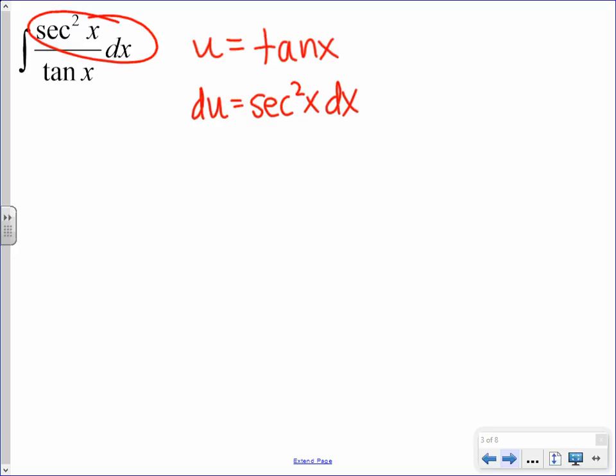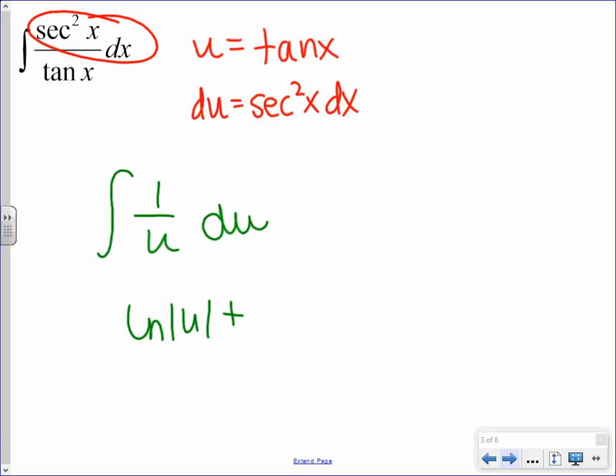So we can replace secant squared x dx with du, and what we have is 1 over u. Like I said on Friday, the more problems you do with substitution, the better you're going to be at seeing patterns. The pattern that you needed to recognize is, if I let u be tangent, then we have its derivative secant squared in the numerator. So the antiderivative of 1 over u is the natural log of the absolute value, and our final answer is the natural log of the absolute value of tangent of x plus c.